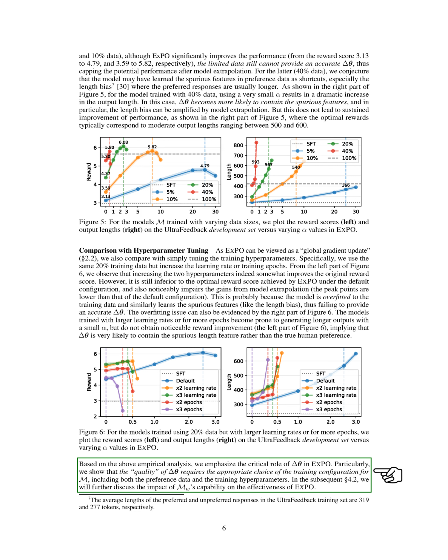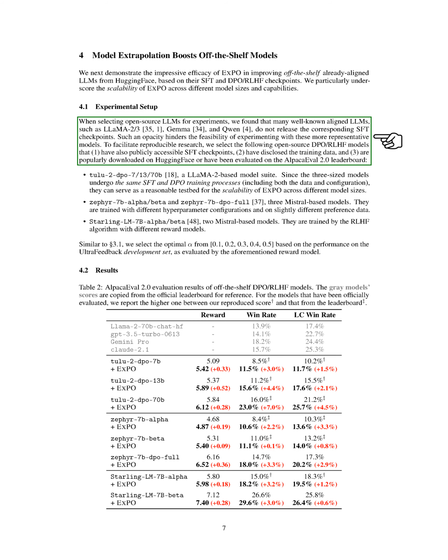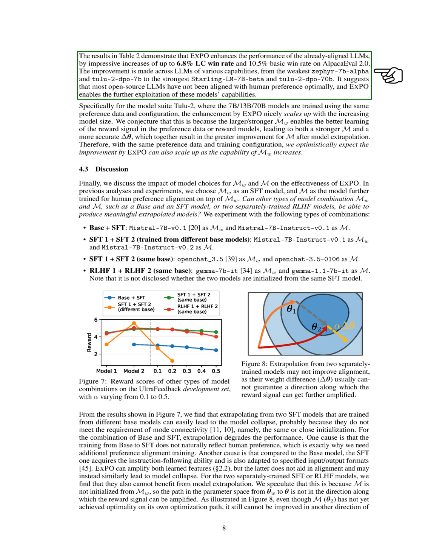We then demonstrated the effectiveness of EXPO in enhancing off-the-shelf LLMs from Hugging Face, emphasizing its scalability across different model sizes and capabilities. When selecting LLMs for experiments, we faced challenges with the opacity of some well-known models, leading us to choose open-source DPO, RLHF models with publicly accessible SFT checkpoints and disclosed training data. The experimental results showed significant performance improvements across various LLMs, indicating that most open-source LLMs can benefit from further alignment with human preferences through EXPO.